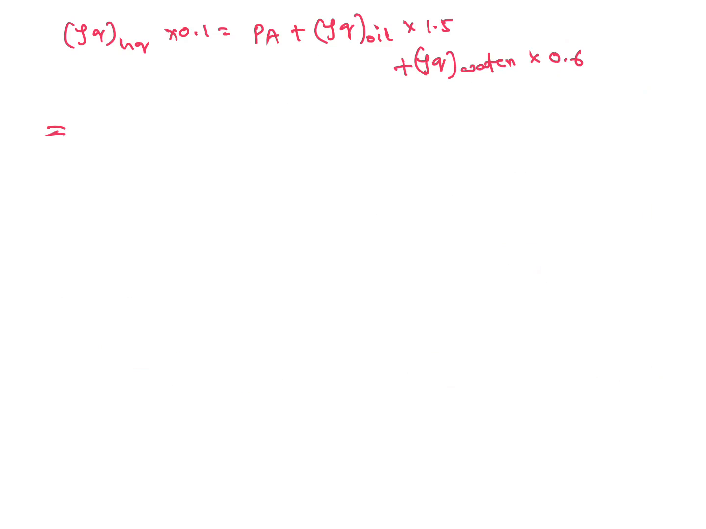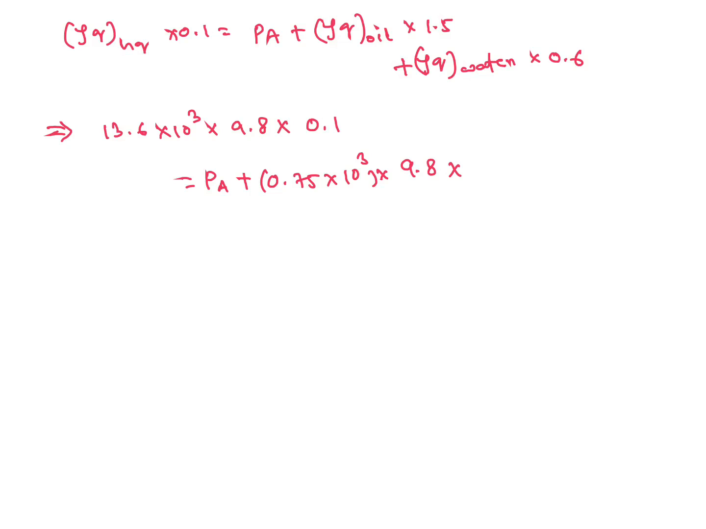Here we will put the values. Density of Hg is 13.6 into 10 to the power 3 into 9.8 into 0.1 as the height, equal to PA plus rho g oil. Oil is given 0.75, so it's 0.75 into 10 to the power 3 as the density, into g 9.8 into height 1.5, plus rho g water, 10 to the power 3 into 9.8 into 0.6, the height of the water column. So we have to calculate PA.